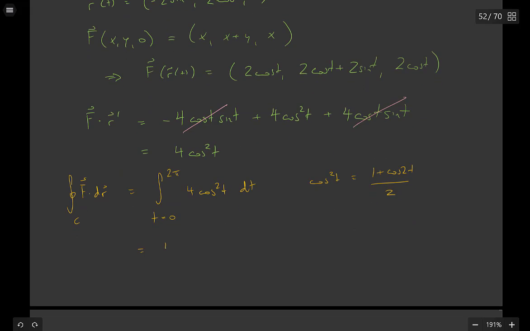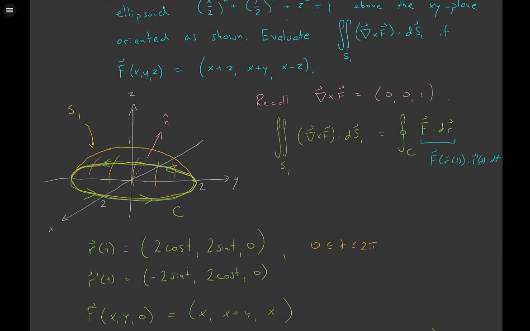And this will give me 4 times (t over 2 plus 1/4 sine of 2t), evaluated at 0 and 2 pi. When I plug 0 and 2 pi into sine of 2t, I'll just get 0. And when I plug 2 pi into t over 2, I'll just get a factor of pi. So my final answer is 4 pi. So this is the value of the line integral around the boundary of S1.